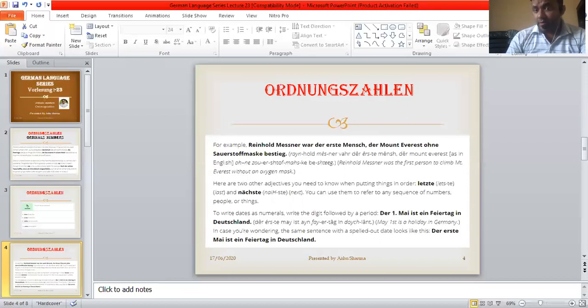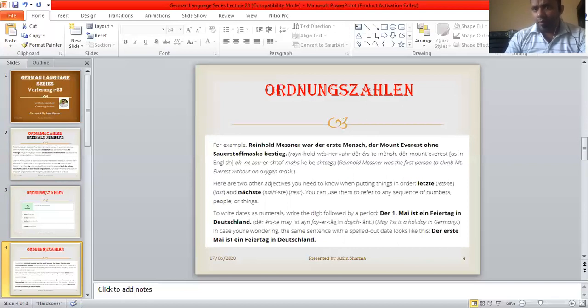Suppose May 1st is a holiday in Germany. So generally you speak in German like: Der erste Mai ist ein Feiertag in Deutschland. Again, I will say it: Der erste Mai ist ein Feiertag in Deutschland.